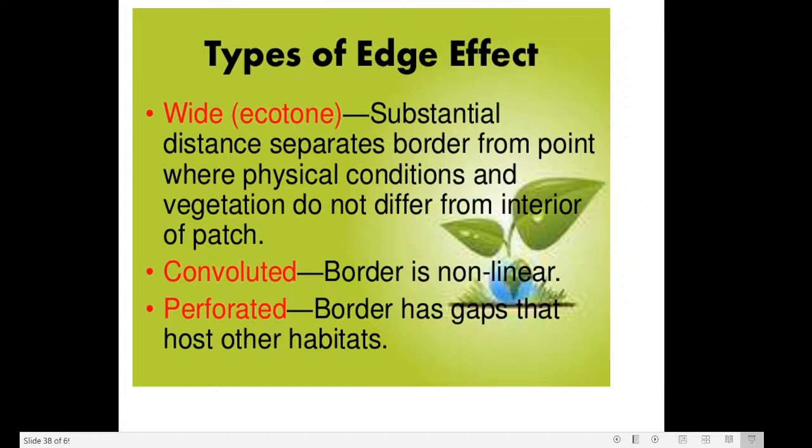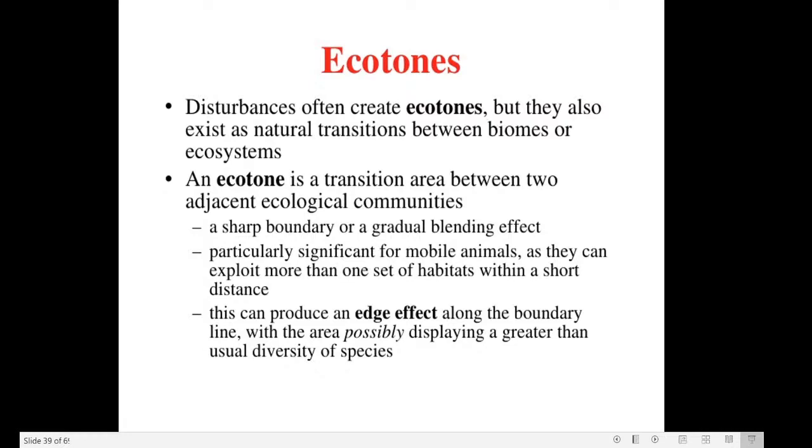We focus specifically on the ecotone because it's an important concept in edges. In the distribution, disturbance often creates ecotones, but they also exist as a natural transition between biome and ecosystem, or ecosystem and ecosystem. A biome is a various ecosystem, ecological landscapes. Thus, an ecotone is a transition area between two adjacent ecological communities, for example two animal communities. This concept produces a boundary line, and before and after the boundary line, the ecotones are able to transfer.